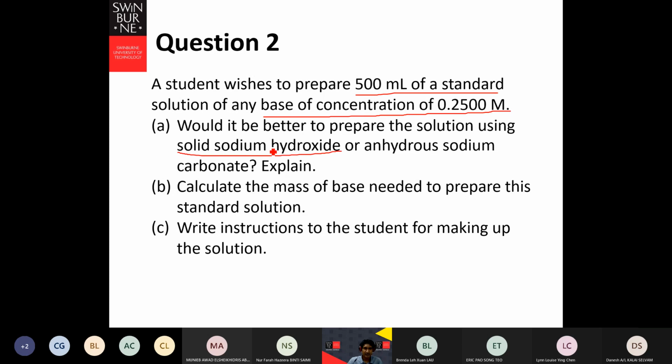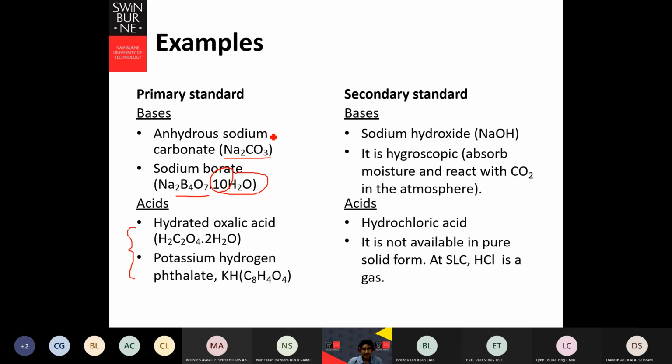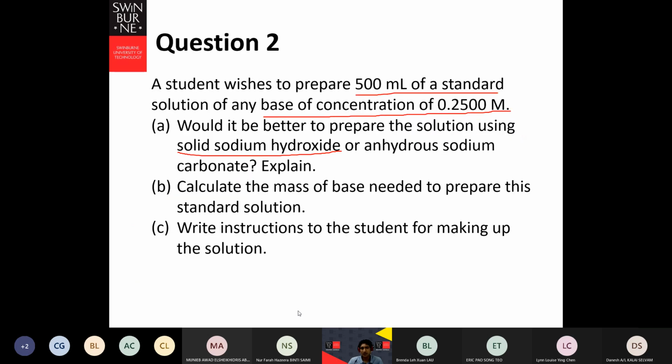Sodium hydroxide, as I just mentioned in the previous slide, is hygroscopic. It is a secondary standard. It absorbs moisture from the air and also reacts with carbon dioxide. So if you leave it for half an hour and come back, it is not the same pure thing. So we cannot use it. We have to take the primary standard, that is sodium carbonate.